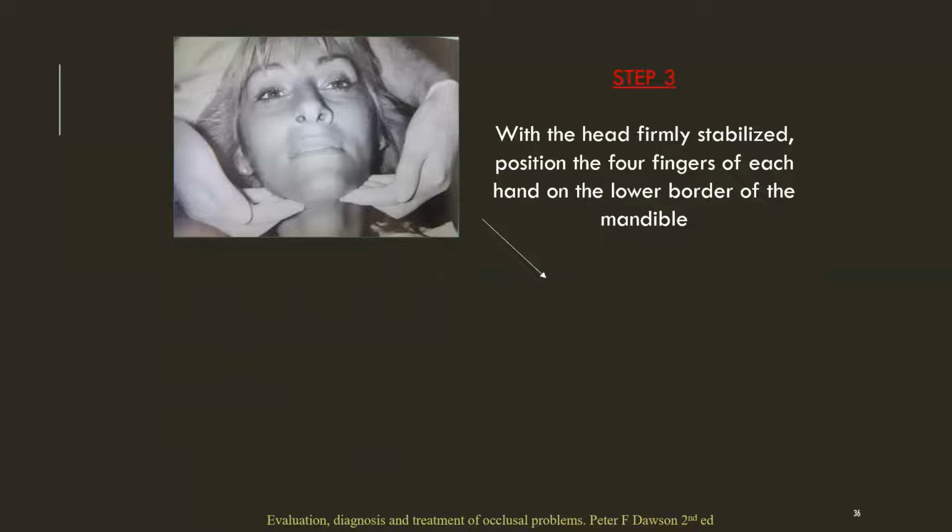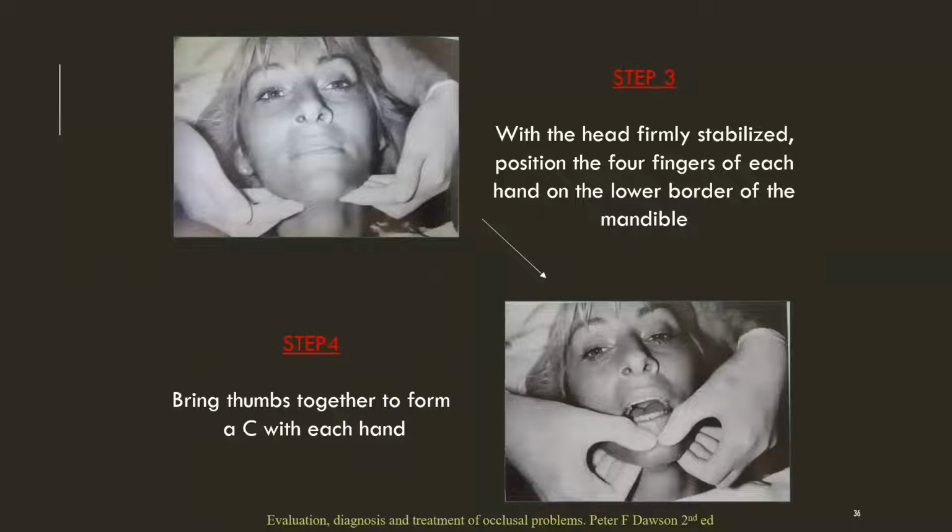Thirdly, when the head is firmly stabilized, the four fingers are positioned on the lower border of the mandible with the little finger below the angle of the mandible. In the fourth step, the thumbs are brought forward to form a C with each hand. This is done just above the symphysis of the mandible.